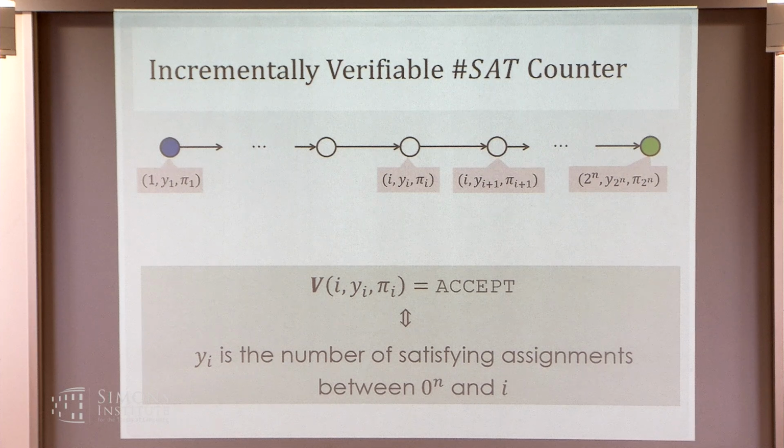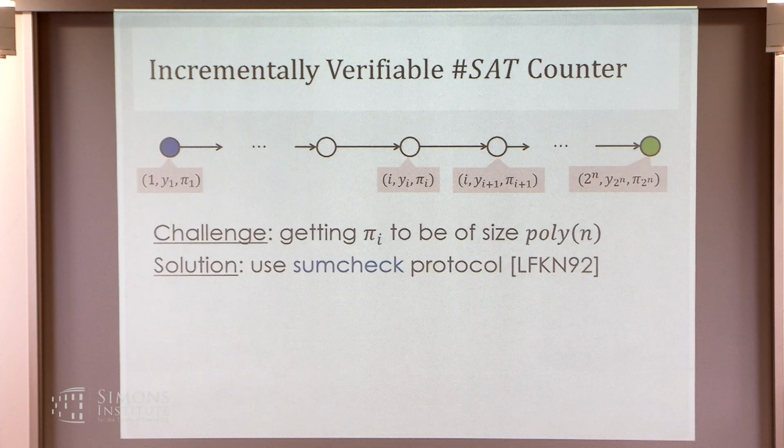So how would we go about building such a thing, and what are the challenges? First, we want polynomial size proofs. I want a proof here that y_i is the correct number of accepting assignments within the first i assignments. We want polynomial size proofs because we want each node to have a polynomial size label. For that, we can use the famous sum-check protocol of Lund, Fortnow, Karloff, and Nisan. That's exactly why it was proposed. It's an interactive protocol for proving that the number of satisfying assignments to a formula, either within a range or within all the possible assignments, equals some value y.